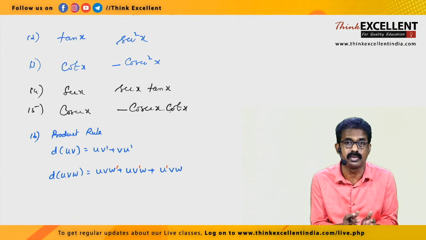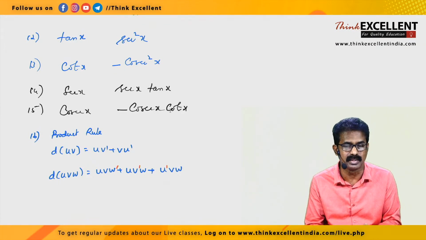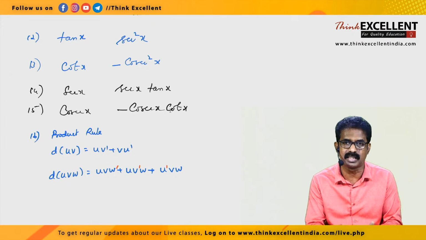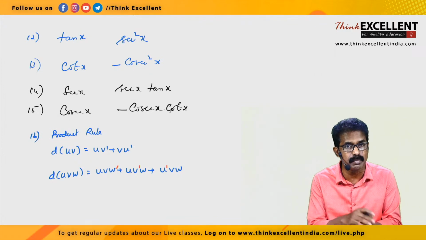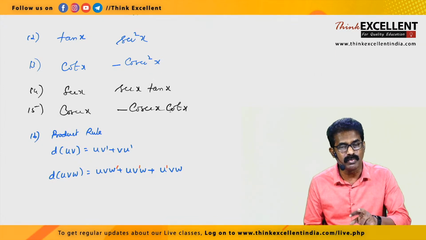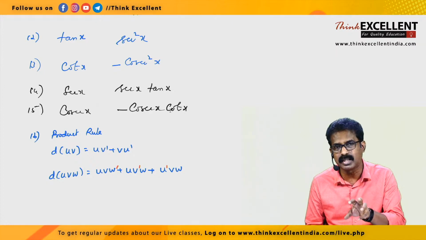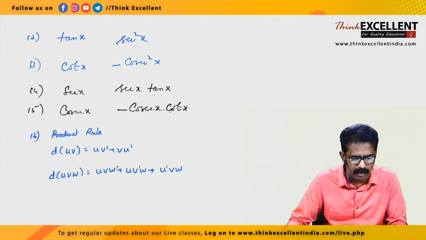For uv, product rule: the derivative of uv is u v dash plus v u dash. Write the first function, differentiate the second, plus write the second function, differentiate the first. The order can be changed because in between the sign is what? Plus. But when you go for the quotient rule, you have to be very careful. Only till that I taught on that day. So for the product rule, I'm going to give one sum.